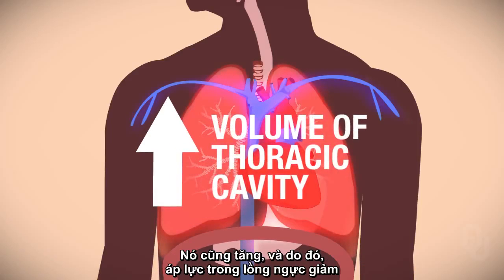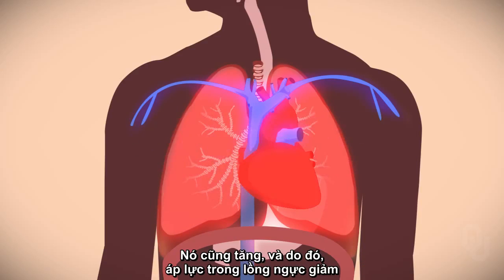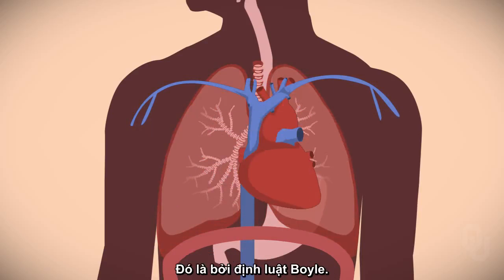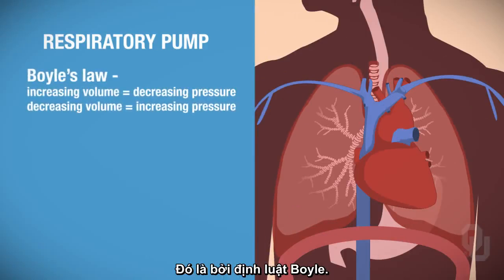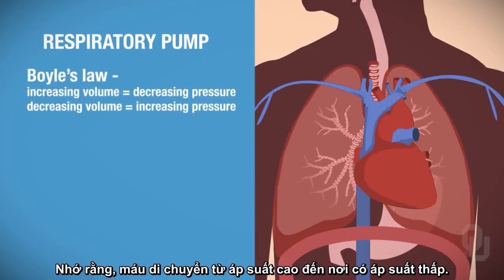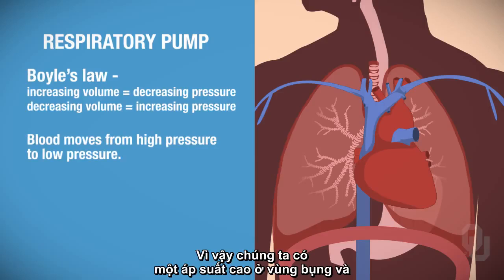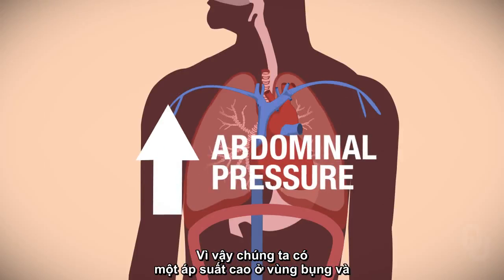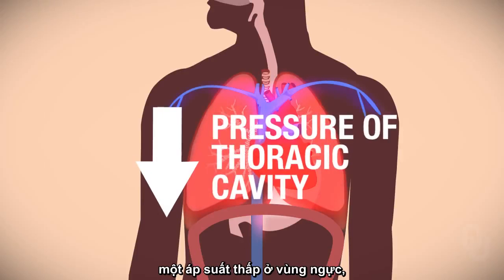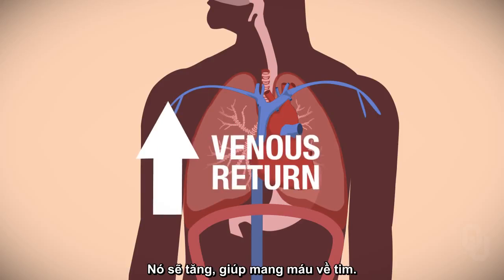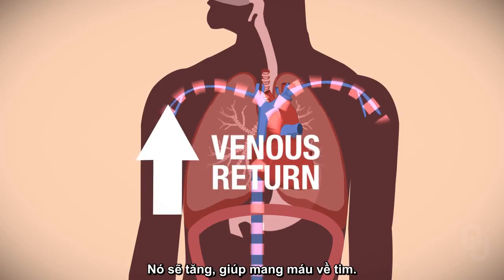It increased too. And therefore, the pressure in the thoracic cavity decreases. This is due to Boyle's law. Remember that blood moves from a high pressure toward a low pressure. So we have a high pressure in the abdominal area and a low pressure in the thoracic area. What will this do to venous return? It increases, which brings blood back to the heart.